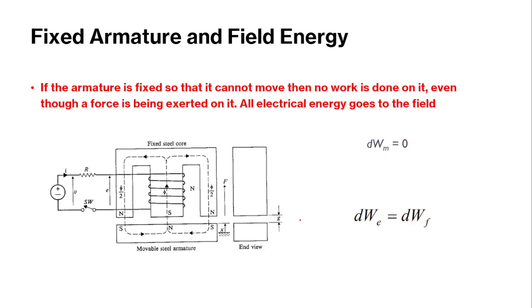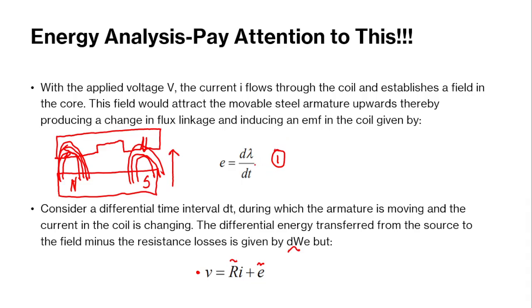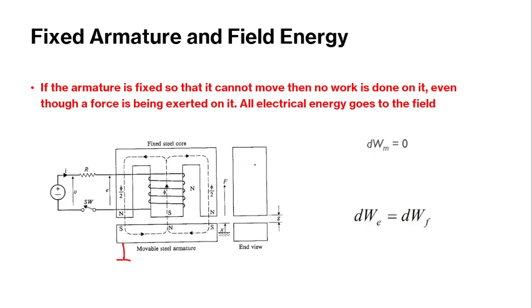And well, this one is the same there, right? So from before, the armature is fixed, so it cannot move. Right now in this case, you basically bolt this down, so the armature cannot move. If the armature cannot move, therefore the change in flux linkage will be zero because it's not moving. So dWm, which remember is the mechanical work, will be zero because it's not moving, right? So all the energy will just go to the field. So dWe will just equal dWf.